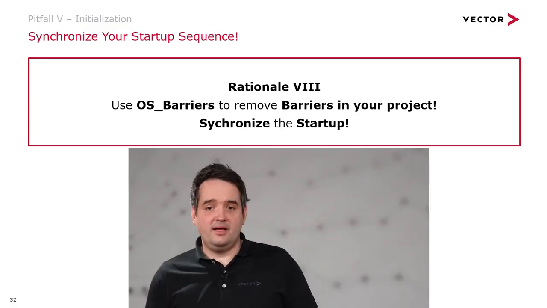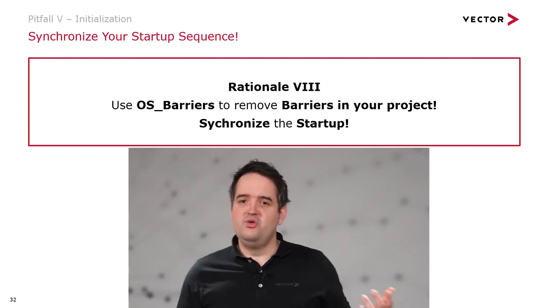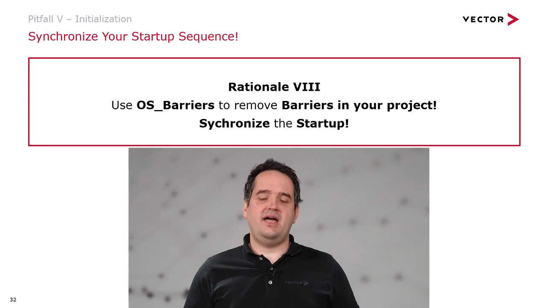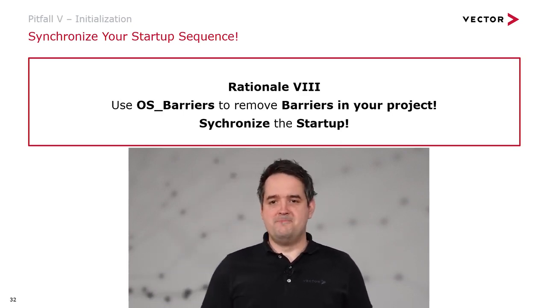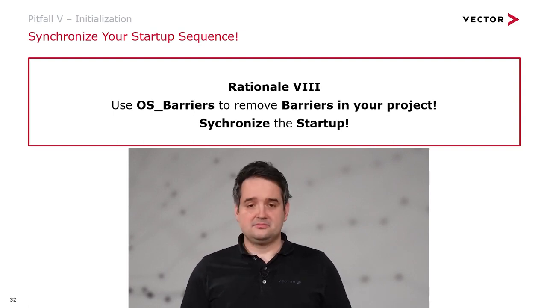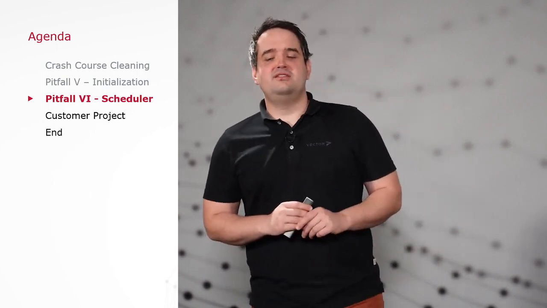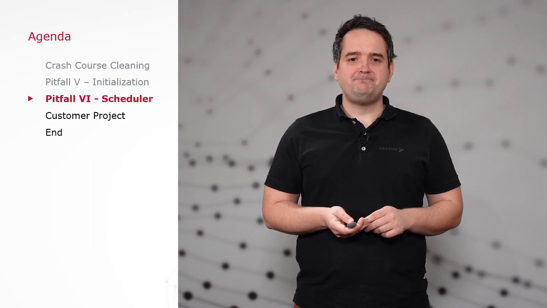So my rationale 8 for you is: use the OS barriers in your project to remove blocking points and synchronize your startup. Actively take care about this, and try also to underpin this with meaningful traces. Now, since we dealt with the initialization phase, let's come to my pitfall 6 for you, the scheduler.